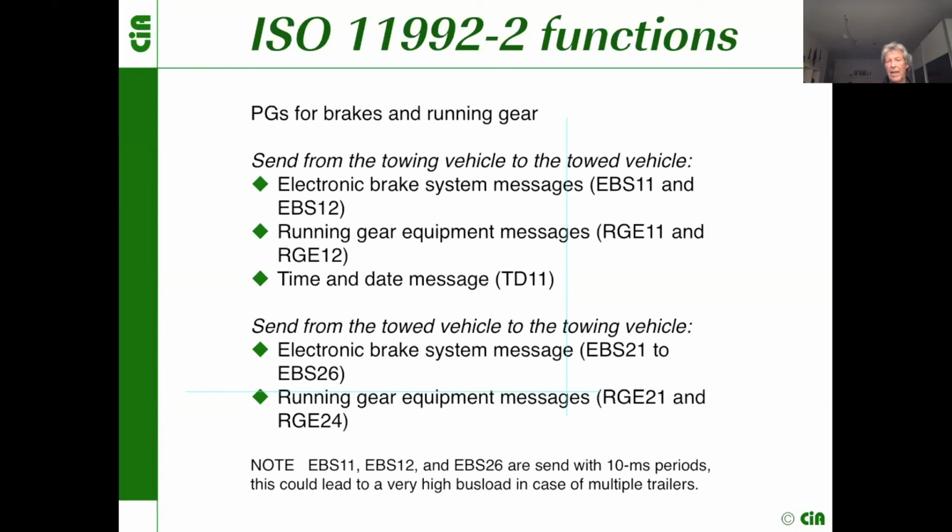So there are a lot of messages, and there are some messages transmitted with high frequency, every 10 milliseconds, and these are EBS11, EBS12, and EBS26. And this could lead to very high bus load if you have multiple trailers. So be careful if you implement all the additional functions, and it could be that you then have a bus load of more than 100%. If you have, for example, 5 trailers, then you can easily calculate the sum of all the messages, and then maybe you come to the limits of the 125 kilobit network.